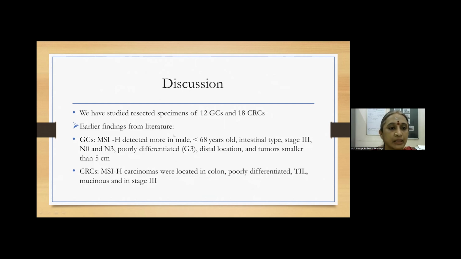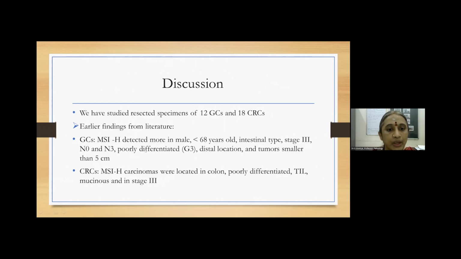In the gastric carcinomas in the earlier studies, microsatellite instability high status was detected more in males less than 68 years old, with intestinal type morphology, in stage 3 disease, with nodal status varying from N0 to N3, with poorly differentiated morphology, distal location, and tumor smaller than 5 centimeters.